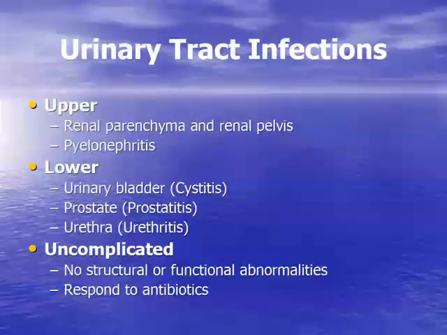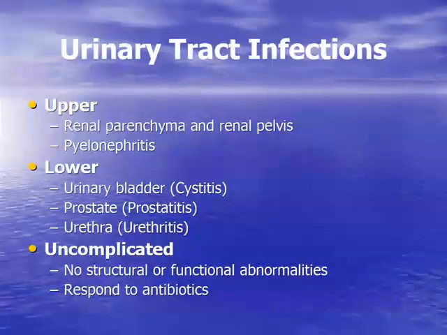Lower UTIs, which are much more commonly seen, would include bladder infections such as cystitis, prostate infections including prostatitis, and urethral infections with urethritis. About 8 million people are treated annually for UTIs. About 1/5 of all women will have a UTI at some point during their lifetime.